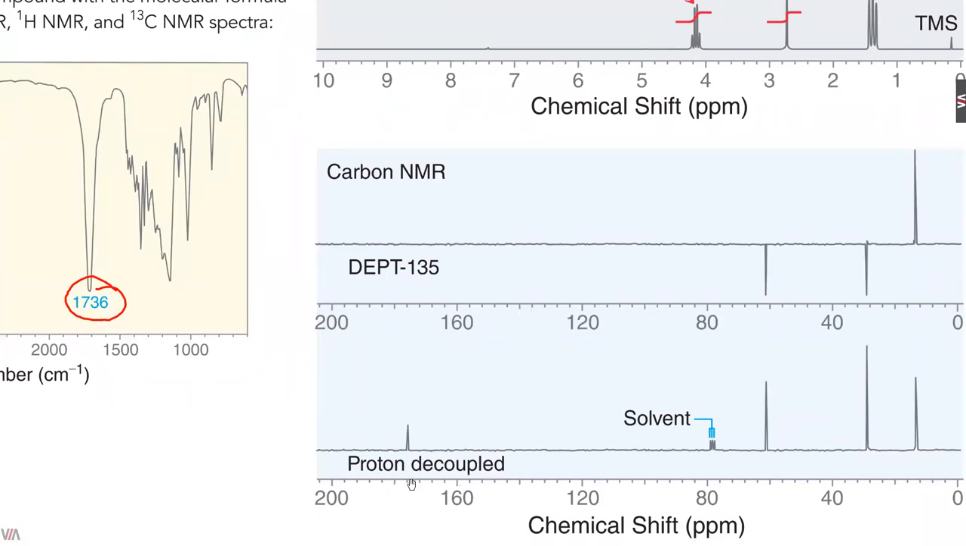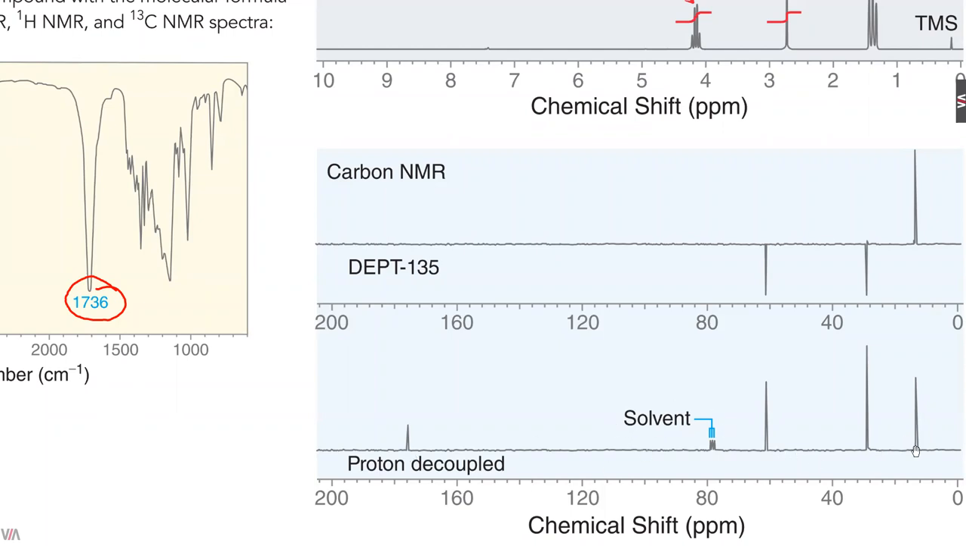So the proton decoupled is a regular carbon NMR, and it has 4 signals. These 3 that are labeled solvent tell us to just ignore them, and you do see that very frequently. If you have a little bit of acetone left over in your sample, it'll show up in your carbon NMR, but it'll always show up in the exact same spot because it's not coupling with your actual sample. And so it's really easy to tell, oh, these 3 peaks showed up at this chemical shift. That's absolutely acetone. And just ignore it.